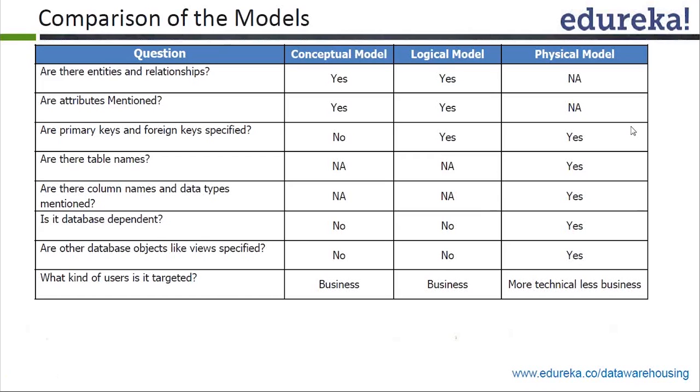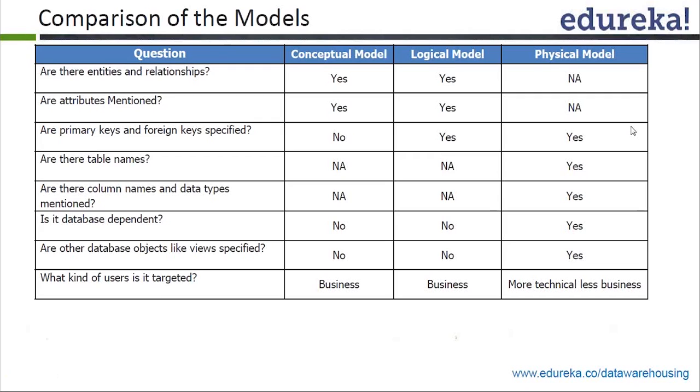Are there table names in the conceptual data model? No, because there are no tables. There are only entities and relationships in a conceptual model. Logical data model? No, it is not applicable for both conceptual and logical, because until then there is no bifurcation of entities and relationships as tables and columns. And are the column names and data types mentioned? No, they are not mentioned in the first two, logical and conceptual. It is only mentioned in the physical data model.